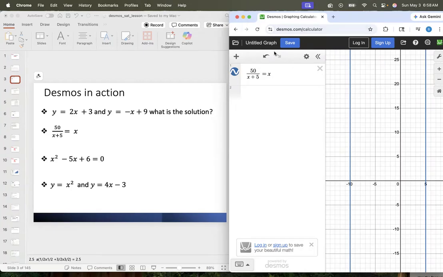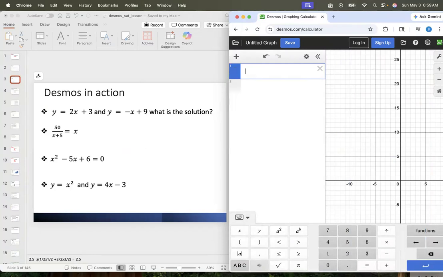Straightforward. Desmos in action. Or you can just have this quadratic equation, x squared minus 5x plus 6, which is going to give you your roots, your vertex, the y-intercept. Straightforward, you look for it. Or this equation where you want to know where a quadratic equation and a line intersect, that gives you the roots. These are Desmos in action.